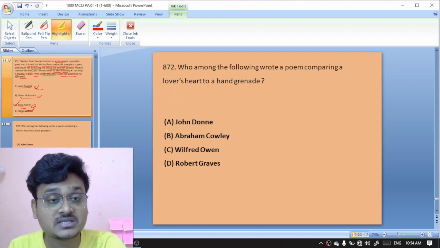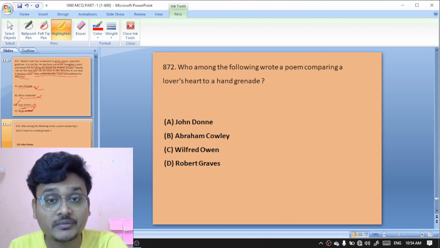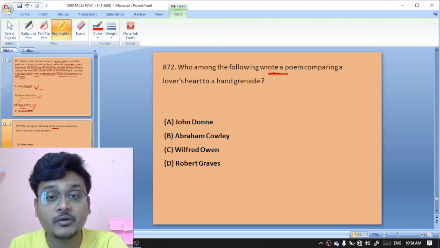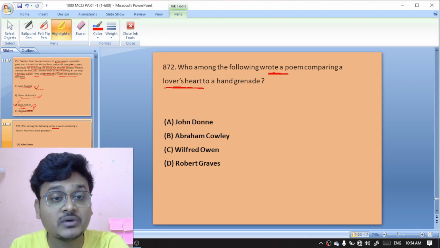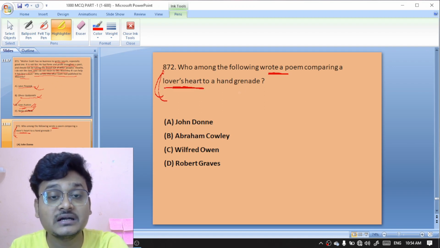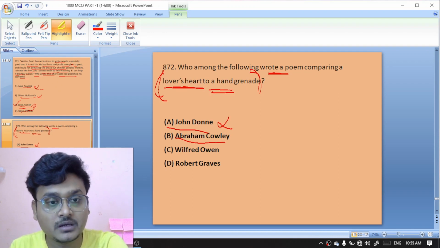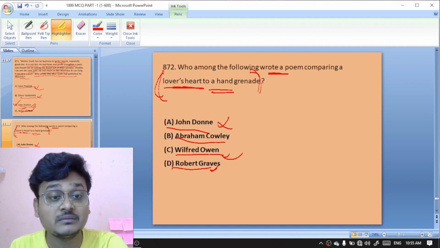That is Jane Austen. Who among the following wrote a poem comparing a lover's heart to a hand grenade? John Donne, no. Abraham Cowley, Wilfred Owen, or Robert Graves, no. So it was Abraham Cowley.